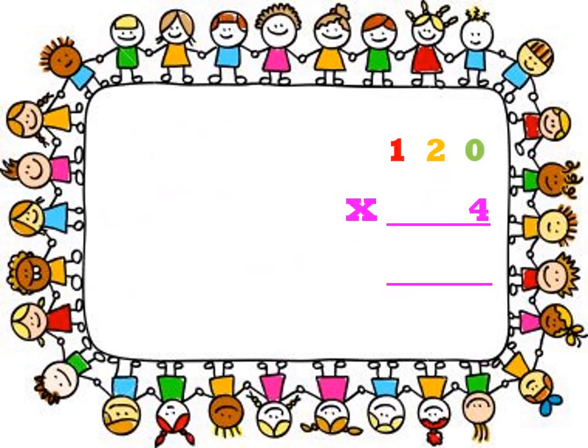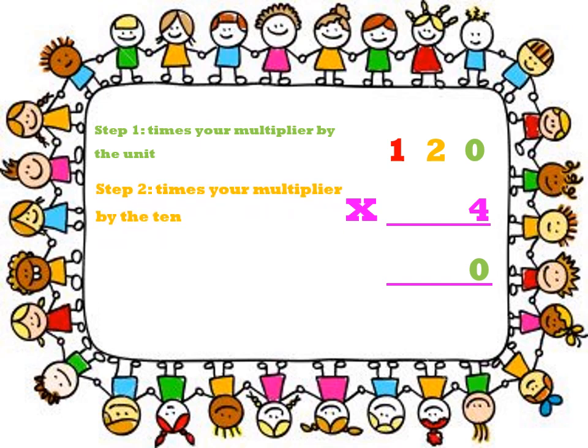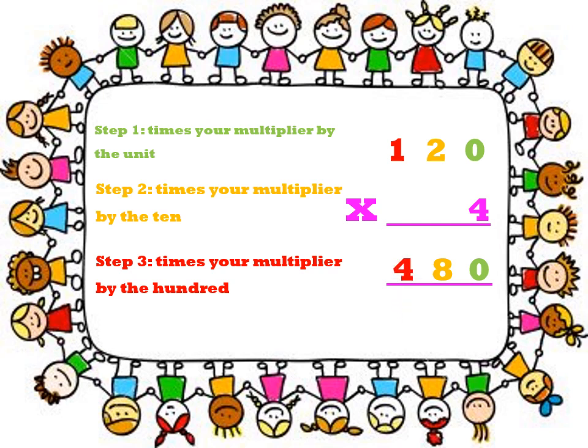This is our last example that we are going to go through. 120 times 4. Step 1, times your multiplier by the unit. 4 times 0 is 0. Step 2, times your multiplier by the 10. 4 times 2 is 8. And step 3, times your multiplier by the 100. 4 times 1 is 4.